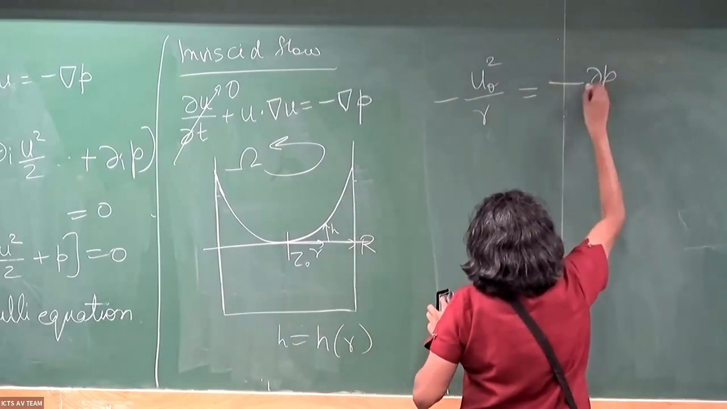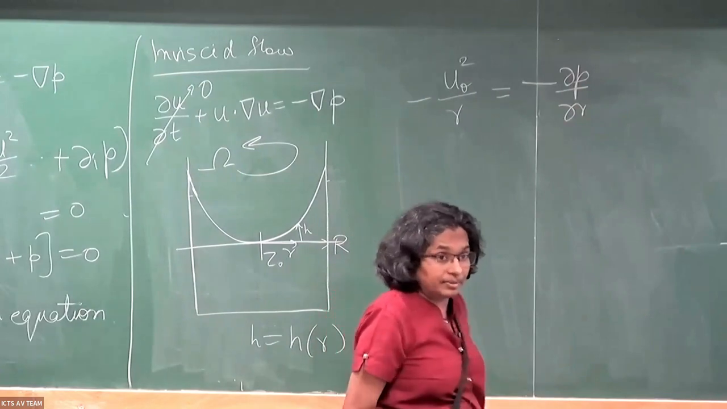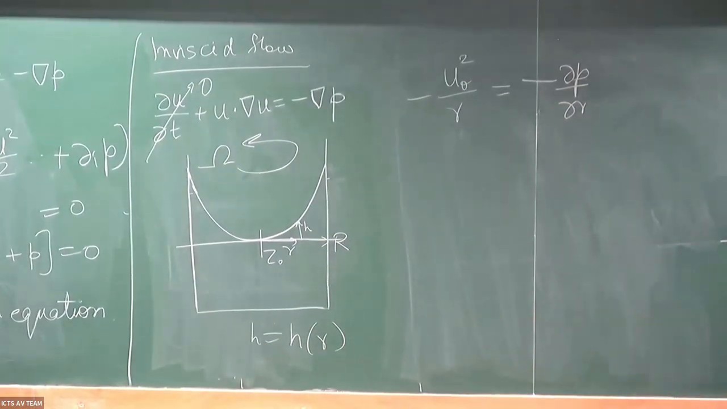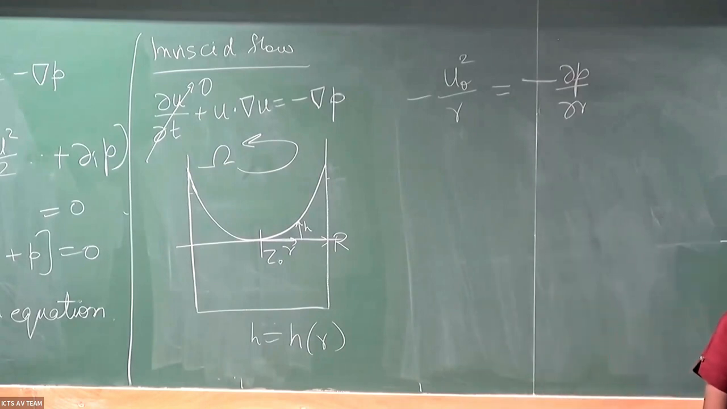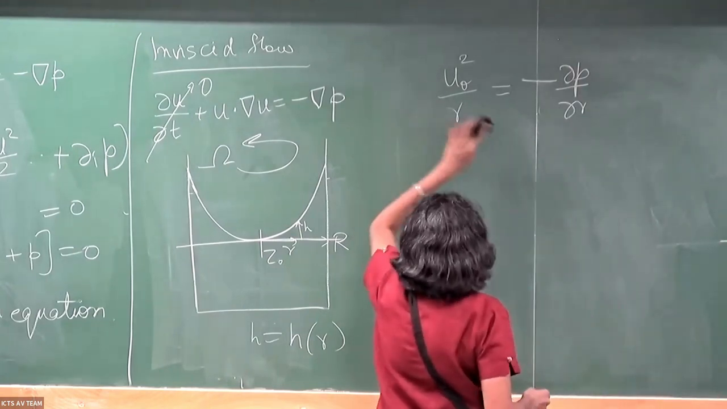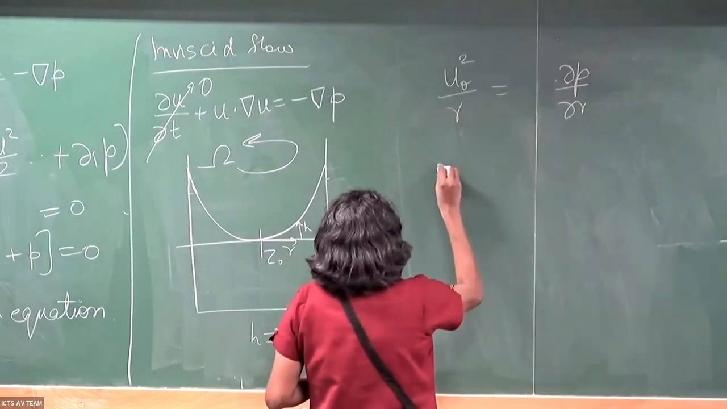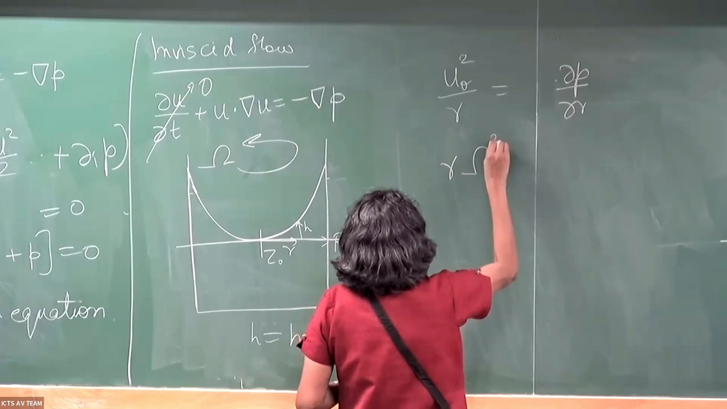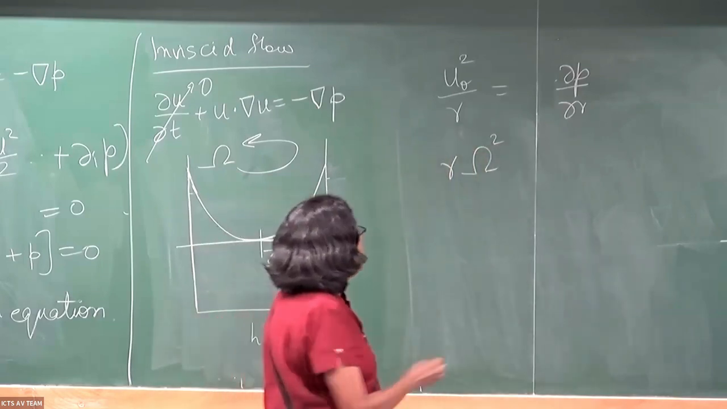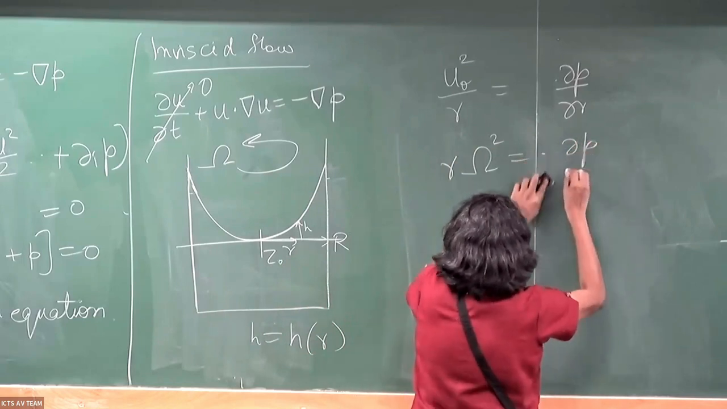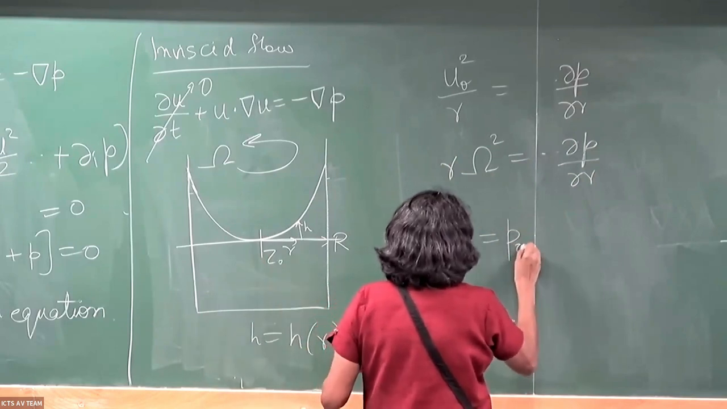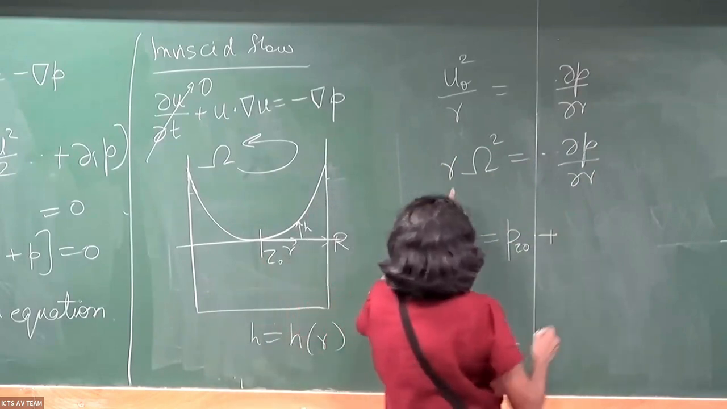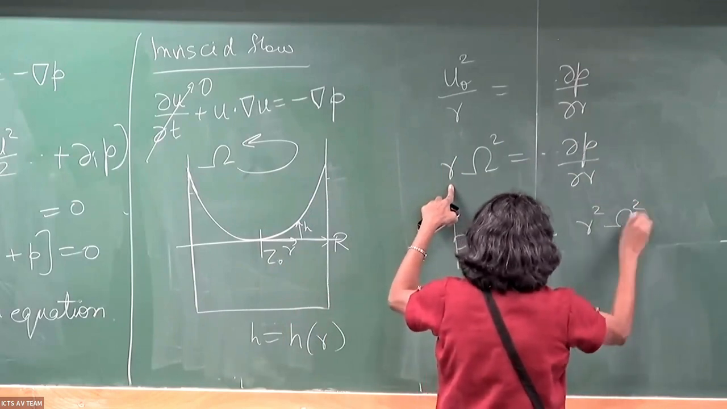Equal to minus del p by del r. We're writing the r balance equation, the equation in r. Okay, and what is u theta? Solid body rotation, anyone? It's r omega. So u theta square by r is r omega square, so I've thrown away one r. R omega square is del p by del r. No minus anymore. And I get p is equal to p at z0 plus r square omega square by 2.